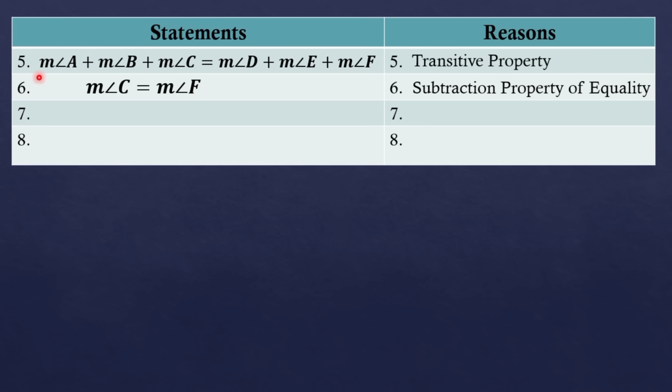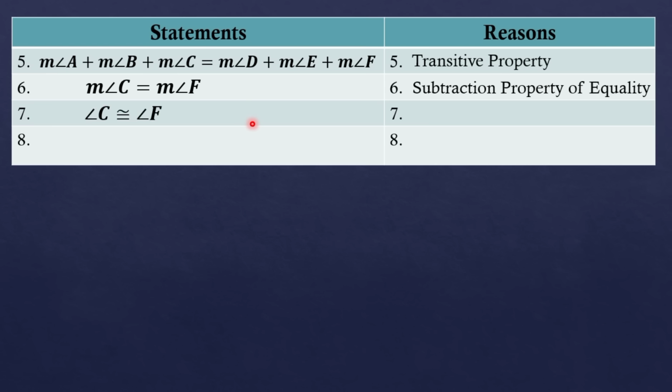If we will try to eliminate this, the sum of the measure of angle A and B, and the sum of the measures of angle D and E. So, may natira po si the measure of angle C and measure of angle F. So, ibig sabihin, equal po silang dalawa. And that is by subtraction property of equality.